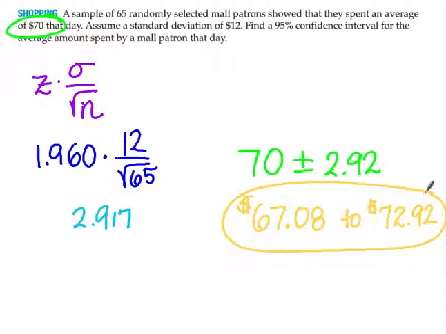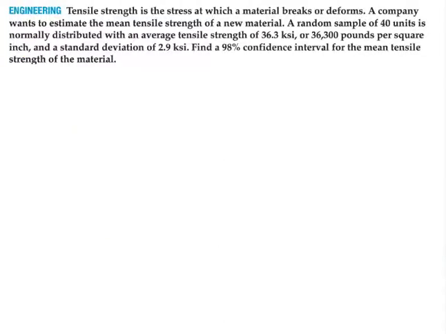Okay, the next one's a little different, so that's why we're going to go ahead and look at that one. It says tensile strength is the stress at which material breaks or deforms. A company wants to estimate the mean tensile strength of a new material. A random sample of 40 units is normally distributed with an average tensile strength of 36.3 KSI, or 36,300 pounds per square inch, and a standard deviation of 2.9 KSI. Find a 98% confidence interval for the mean tensile strength of the material.